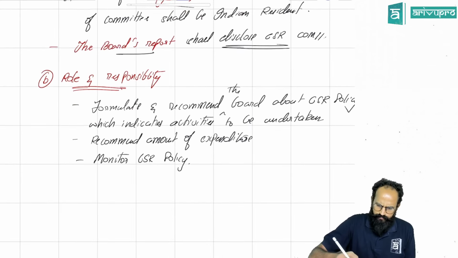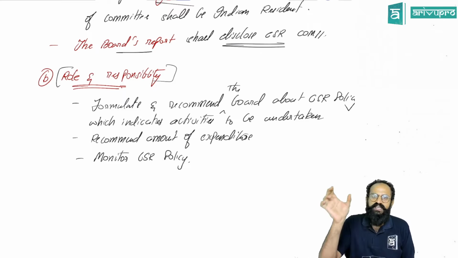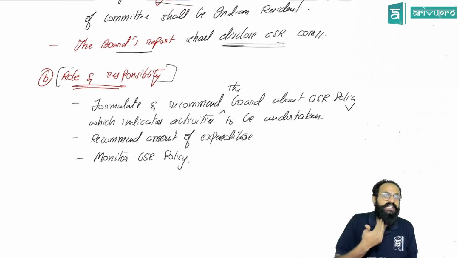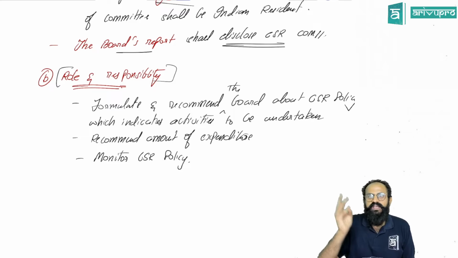Sir, what are the role and responsibilities of the CSR committee? What do they do? First, they will check whether CSR is applicable for us or not. If applicable, they will come up with a CSR policy. Meaning, where shall we spend money? Where shall we spend money, people? Society. Okay, for now, let us keep it as society. So we can spend money on society. So they will come up with a CSR policy.